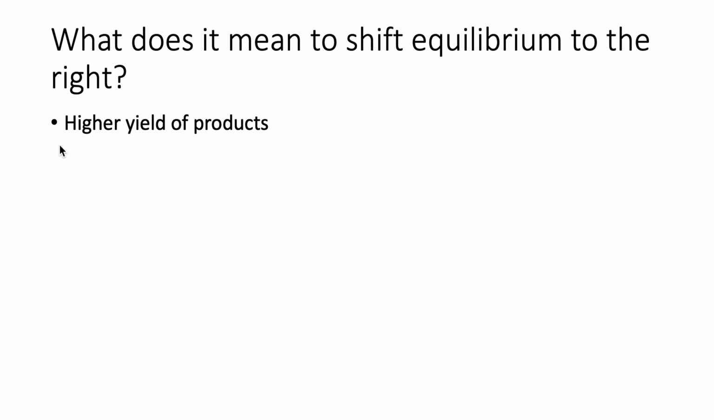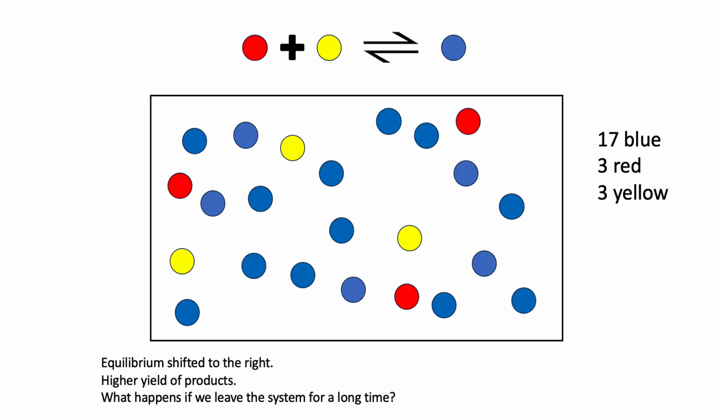Now the equilibrium position can be shifted. It can be shifted to the right, which means we have a higher yield of products. So if we go back to our example with the red plus yellow makes blue, this is now an equilibrium in a very different position. So the forwards and backwards reactions are still happening at the same rate. It's still a closed container, but I'm at equilibrium in a position where I've got very few red and yellow particles and a lot of blue particles. That means I've got a really high yield of the product, and the equilibrium has shifted all the way to the right.